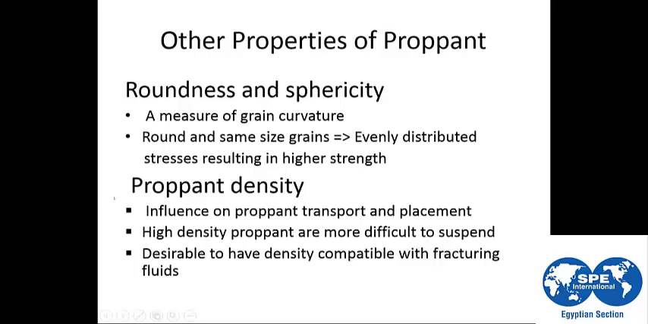Okay, we also have the proppant density. The proppant density has an effect on proppant transport and placement, because as the proppant density increases, its tendency to settle from the cross-linked gel will increase. This will result in poor placement inside the fracture itself.